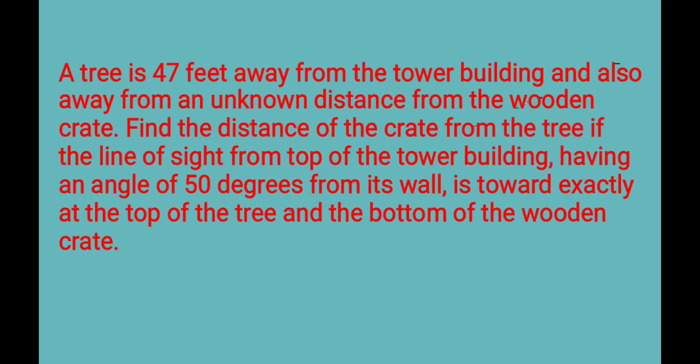A tree is 47 feet away from the tower building and also away from an unknown distance from the wooden crate. Find the distance of the crate from the tree if the line of sight from top of the tower building, having an angle of 50 degrees from its wall is toward exactly at the top of the tree and the bottom of the wooden crate.